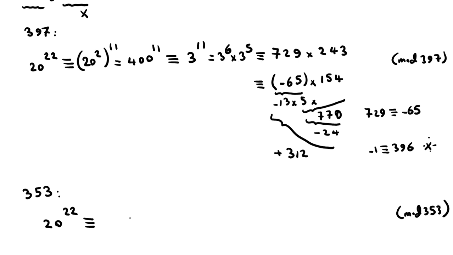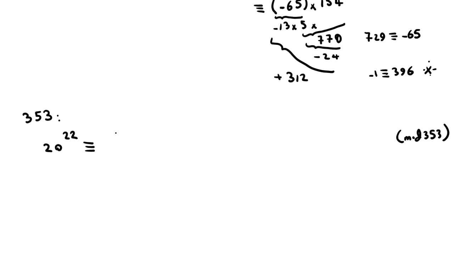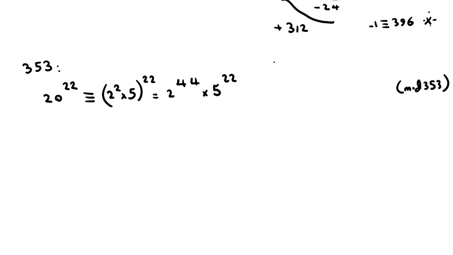Okay, this time we split up 20. We say it is 20 squared times 5 to the power of 2020, which is 2 to the power of 44 times 5 to the power of 2020. So we want to see, is it congruent to negative 1 or not? If we consider 2 to the power of 44, we can say what?